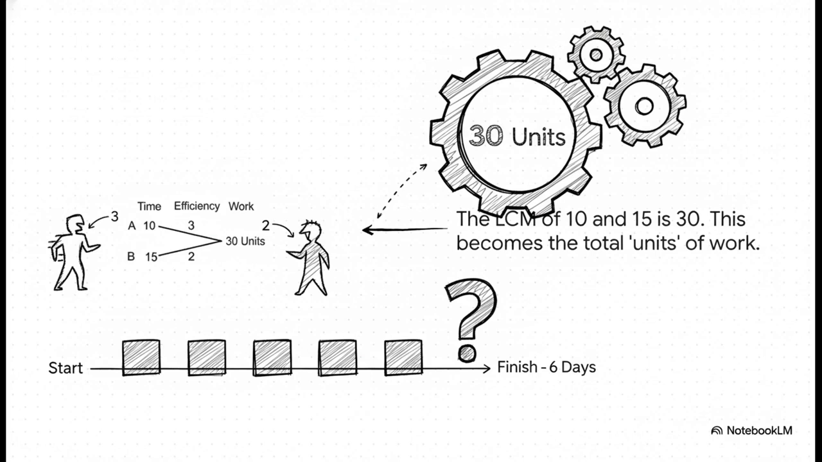The LCM of 10 and 15 is 30. So we're going to pretend the total job is to make 30 widgets. Since A takes 10 days, they must be making 3 widgets per day. B takes 15 days, so they're making 2 widgets per day. Together, their little factory is pumping out 5 widgets every day. So to make 30 widgets in total, 30 divided by 5 gives us, you guessed it, 6 days. See, no fractions, no decimals, just clean, whole numbers.